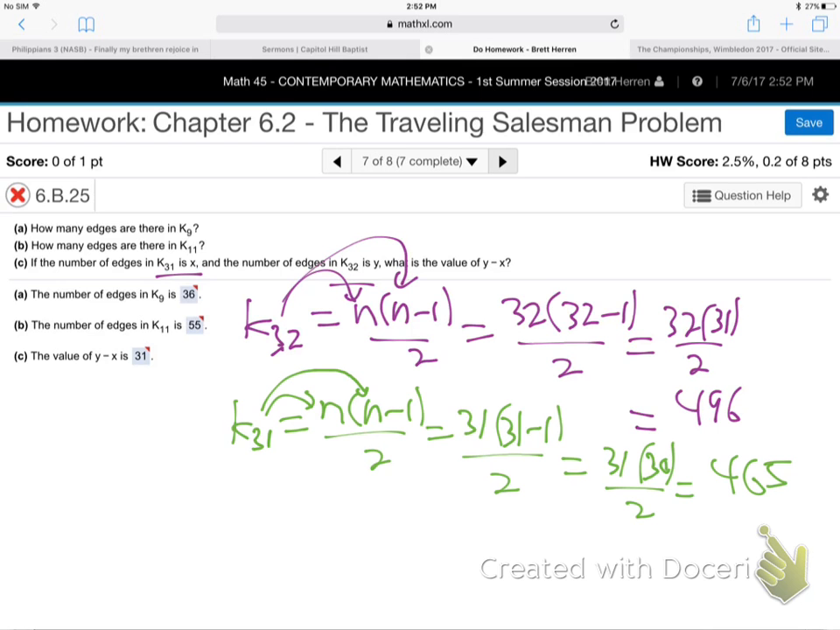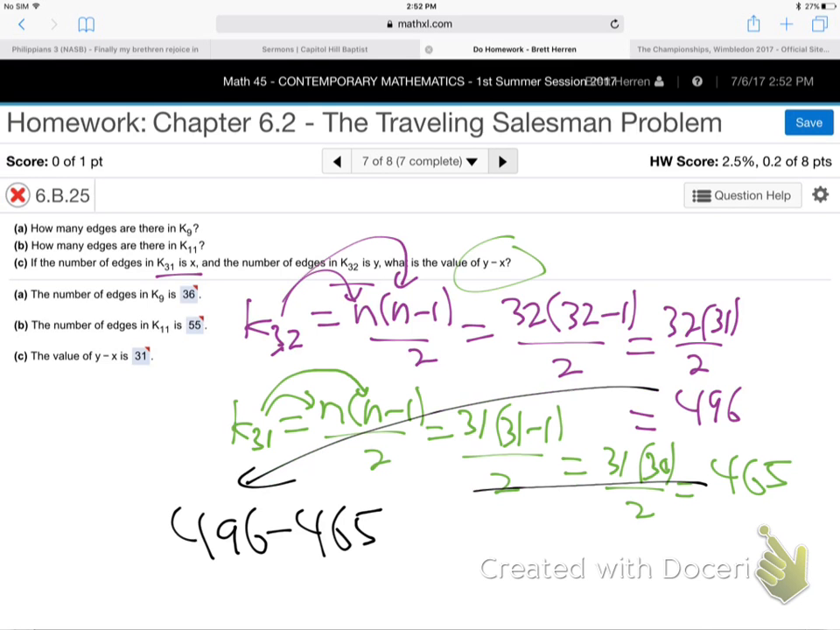Okay, and then it says y minus x, it just wants you to subtract those. That's all it wants you to do. Kind of a strange thing. So they want you to take 496 minus 465, and you get 31 as the answer. Is that good on that? It's just wanting you to plug in and subtract them. All is well?